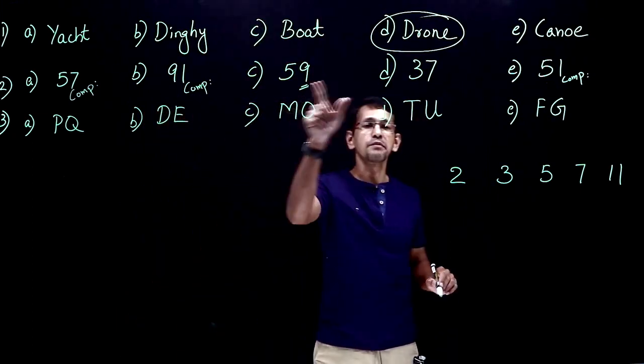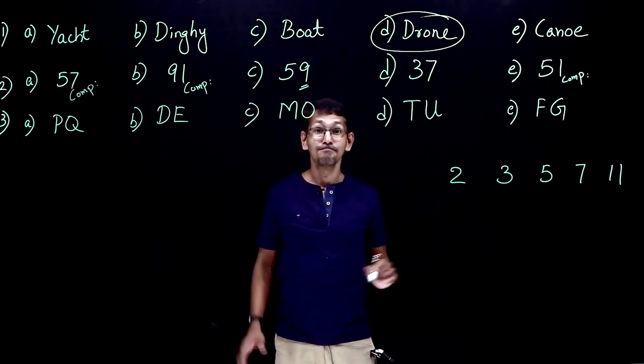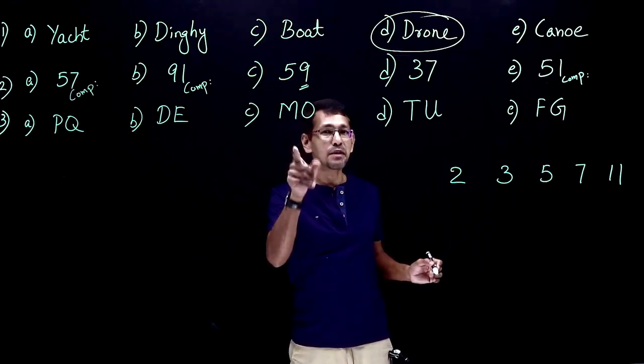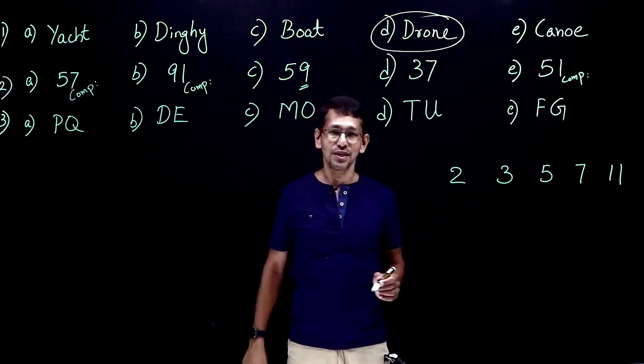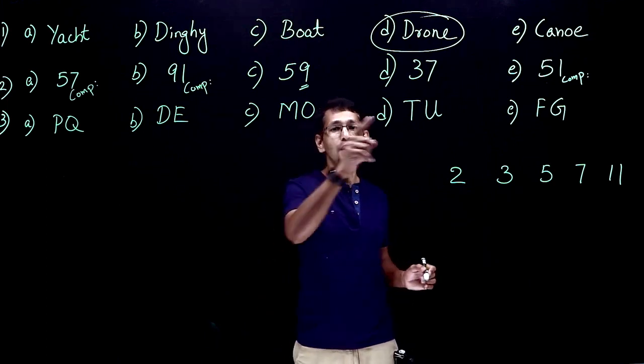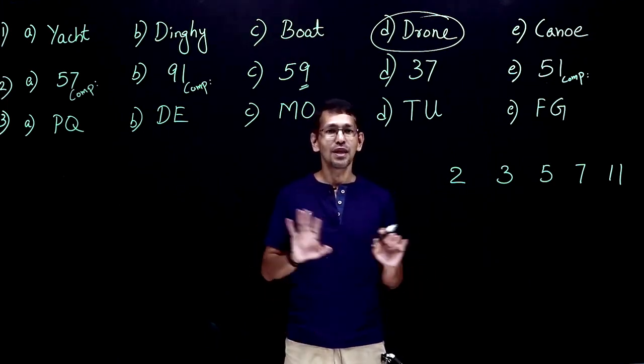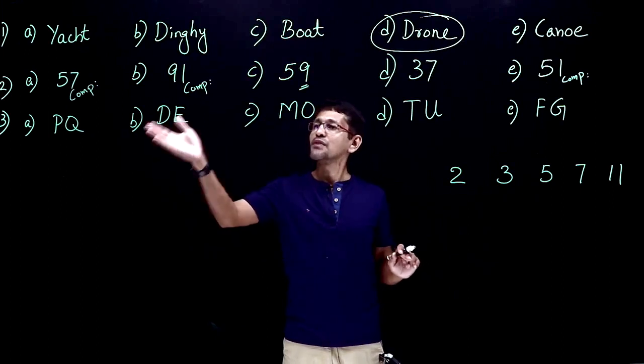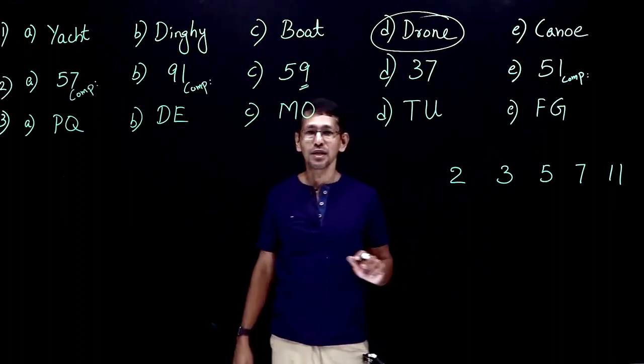However, we have two prime numbers. See that? If there's only one prime number, that would have been the answer. In this case, we have two prime numbers. So that is not possible. Now we have to look at something else. What is that?